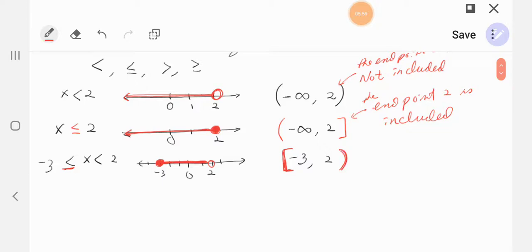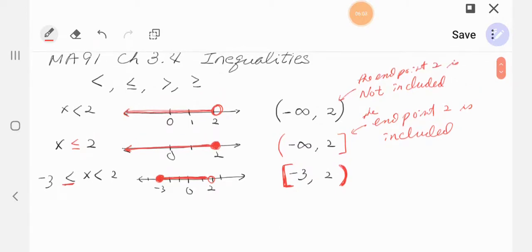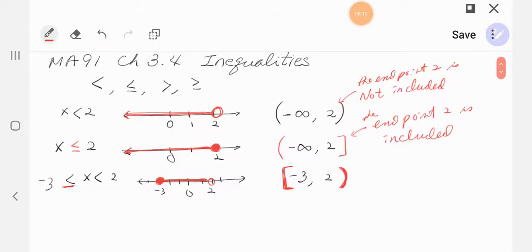2 is parentheses, so the end point 2 is not included in the solution. In the value of x. Alright, so this is the notation for inequalities. So when we solve an inequality, let's try this.